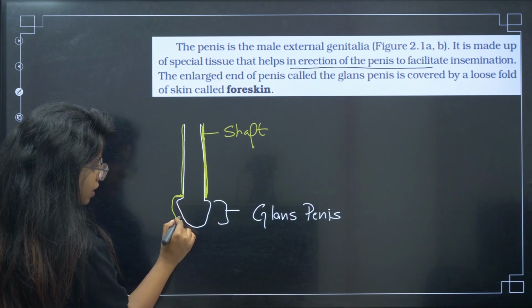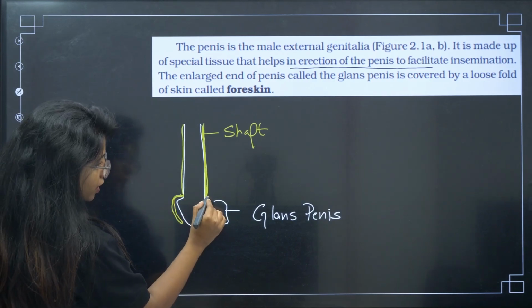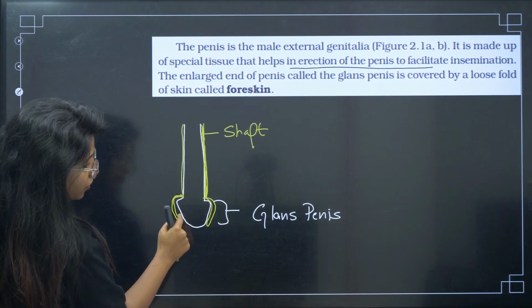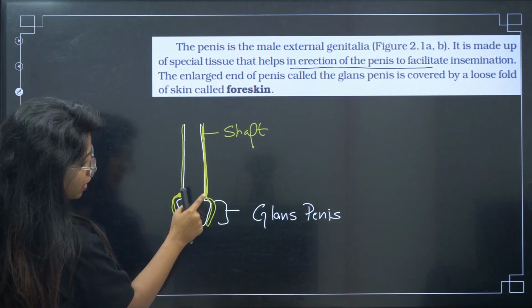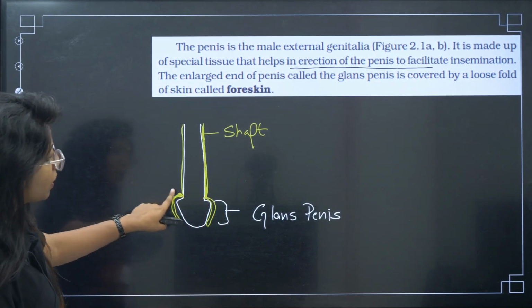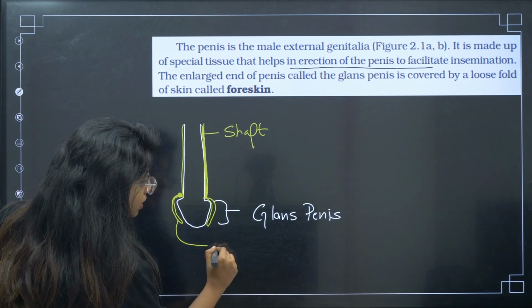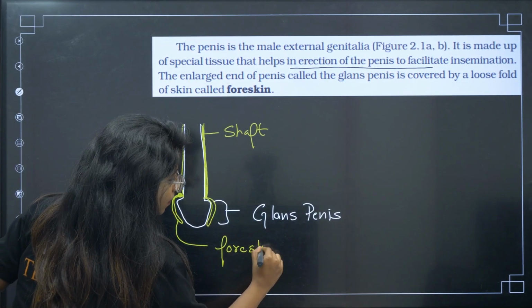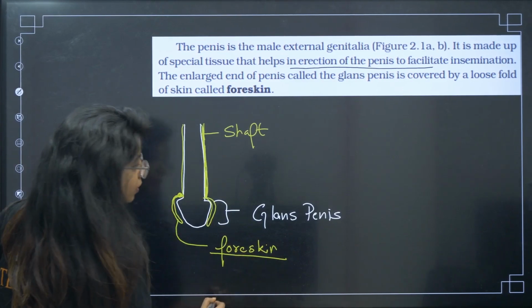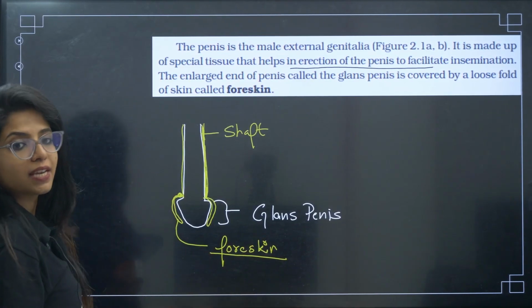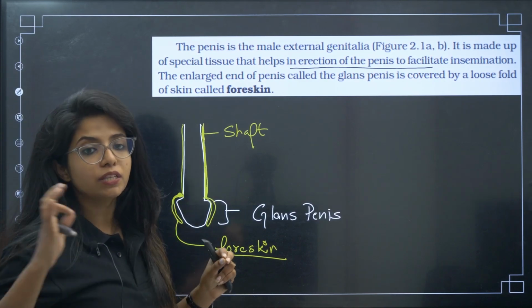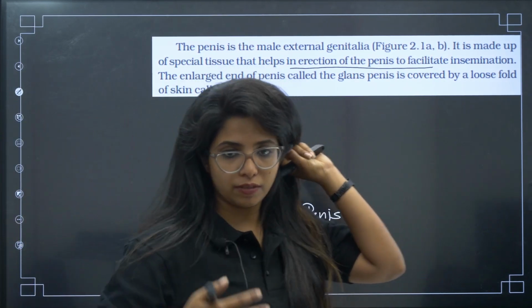Here there is an attachment like this, a double folding, which is not attached to this particular surface. It is just the last attachment is this. You have to remember that. Now this particular thing that you see over here, what do you call this? There is a loose fold of skin that surrounds the glans penis and protects it. It is the foreskin, and the foreskin is richly supplied with nerves which help in sexual erection.